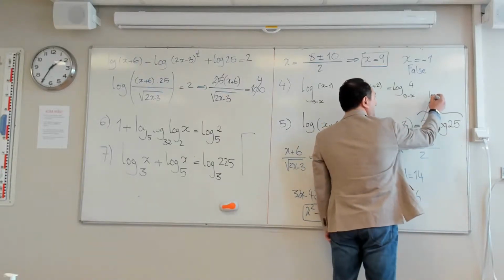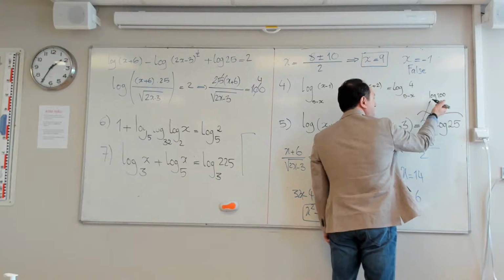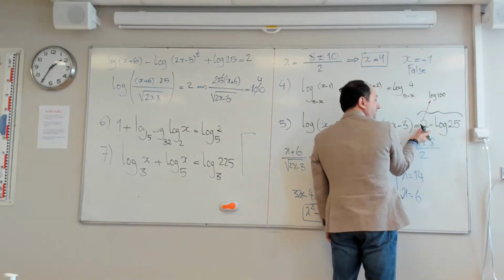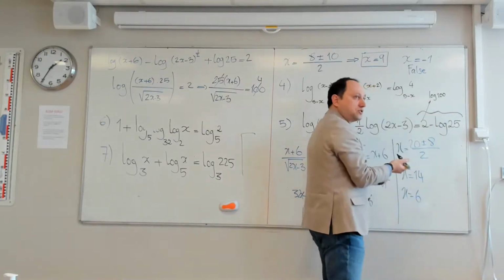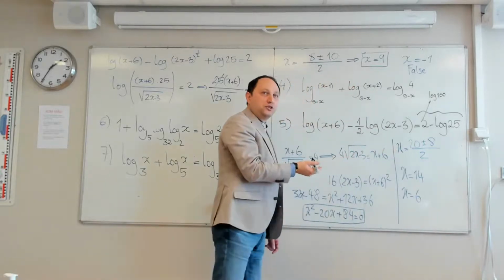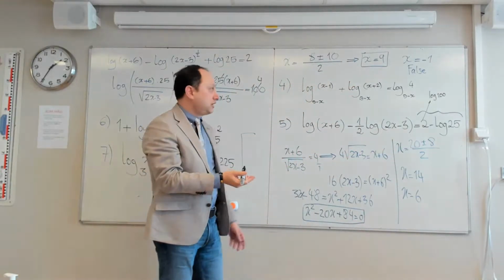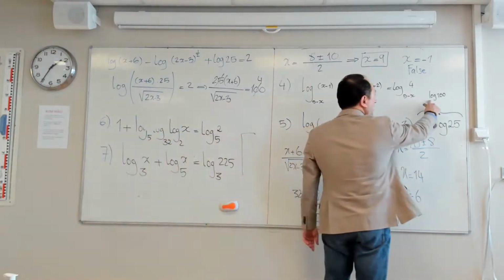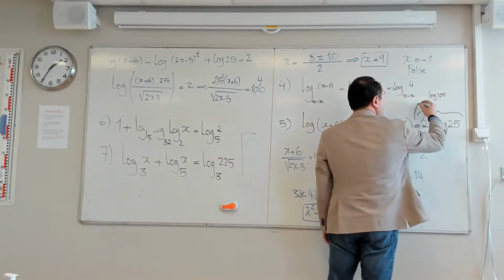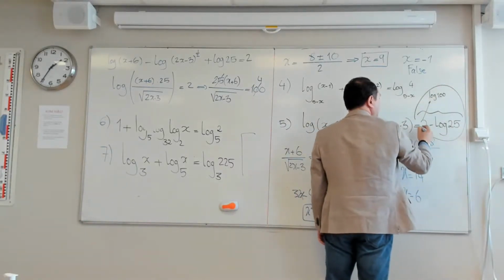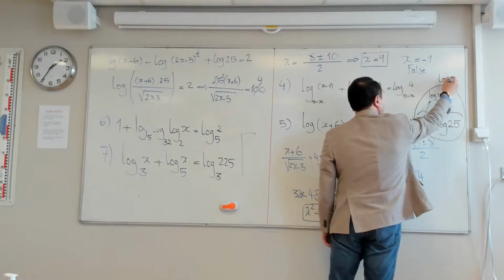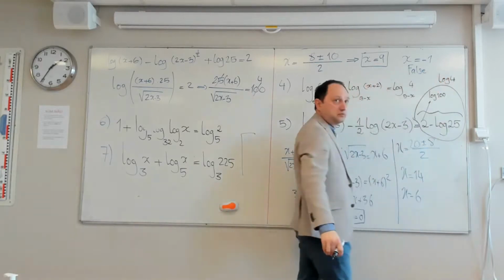Yes, I can write it as log of 100. It might look a little bit strange. Why is 2 more familiar for us than log of 100? So why should I change 2, which is more familiar for me, to log of 100? Because then log of 100 minus log of 25 can be written as log of 4.